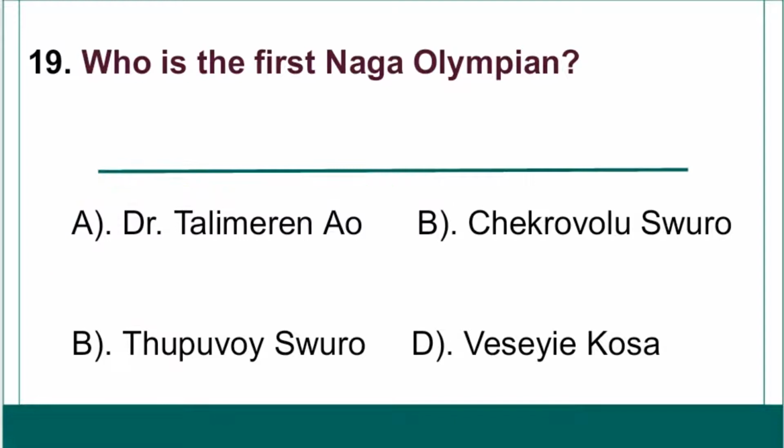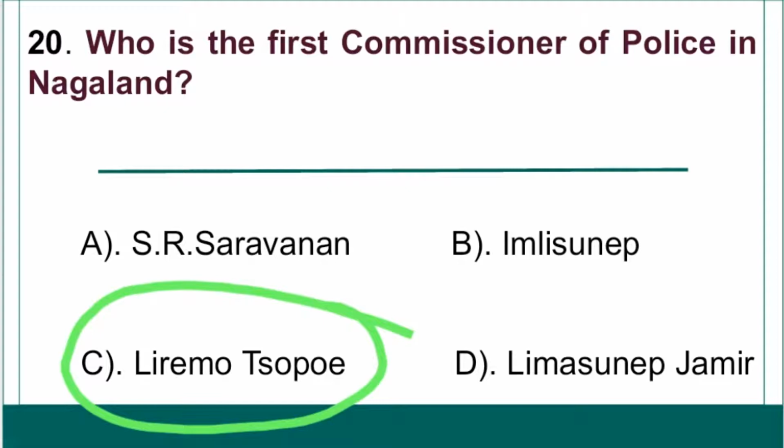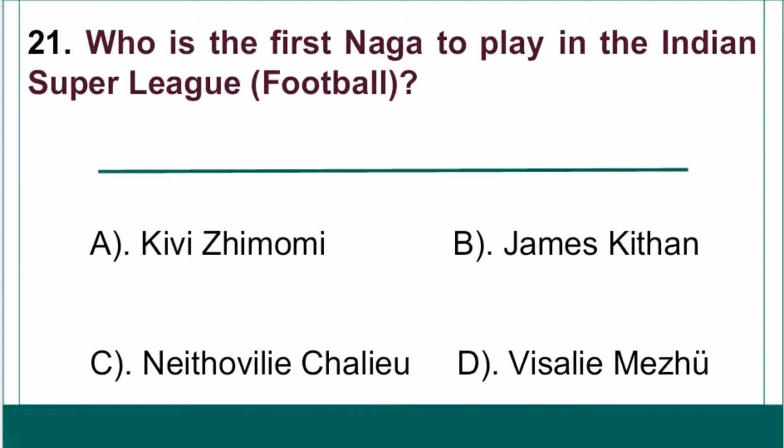And question number 20, who is the first commissioner of police in Nagaland? The correct answer is Liremo Tsoboi. And question number 21, who is the first Naga to play in the Indian Super League football? The correct answer is option number A, Givi Zimomi.